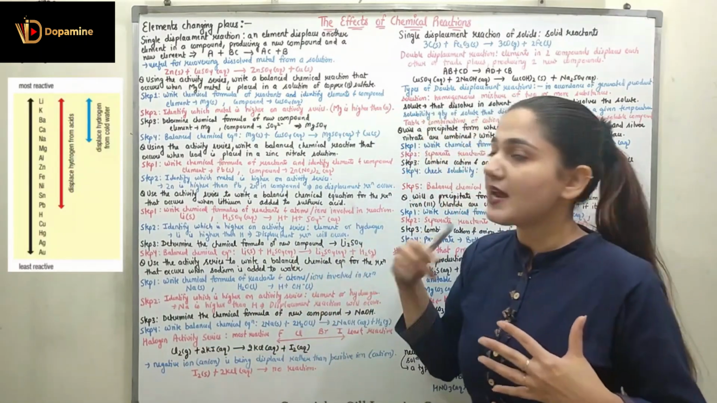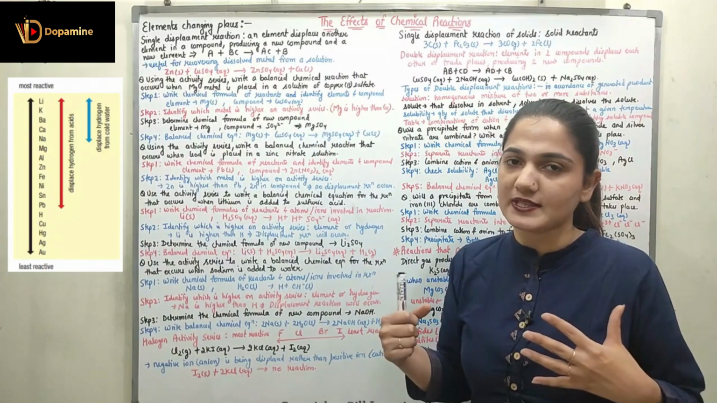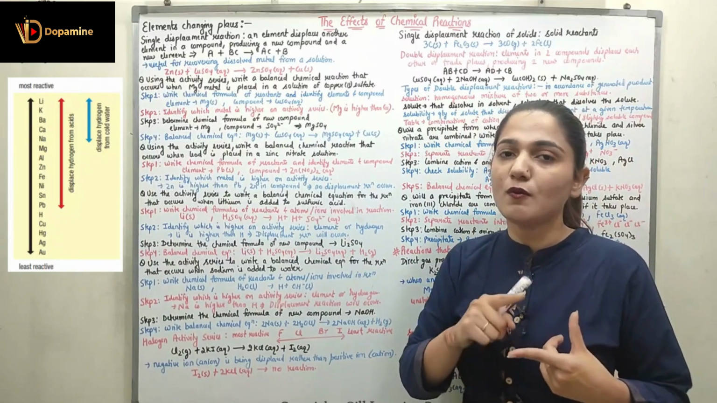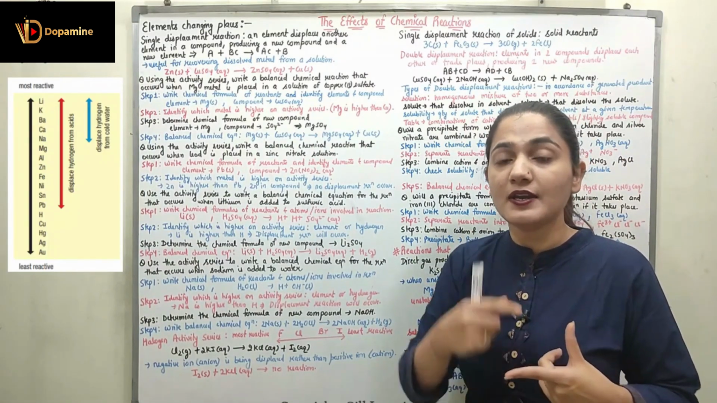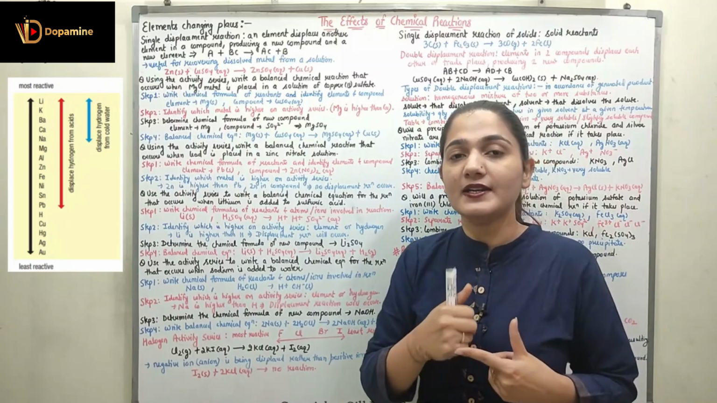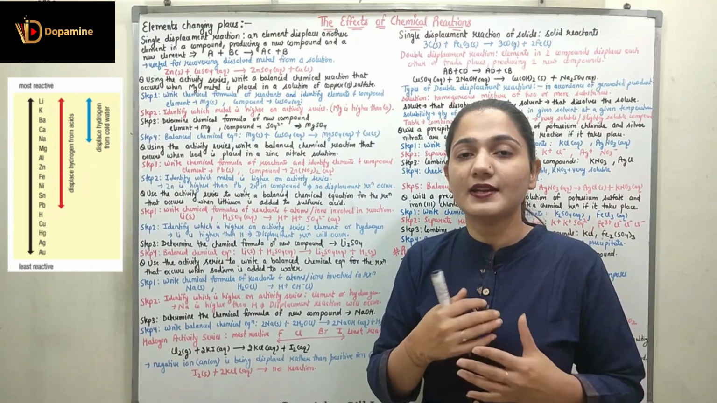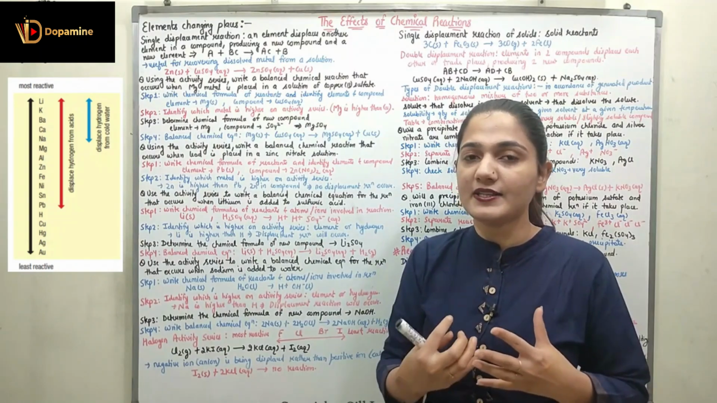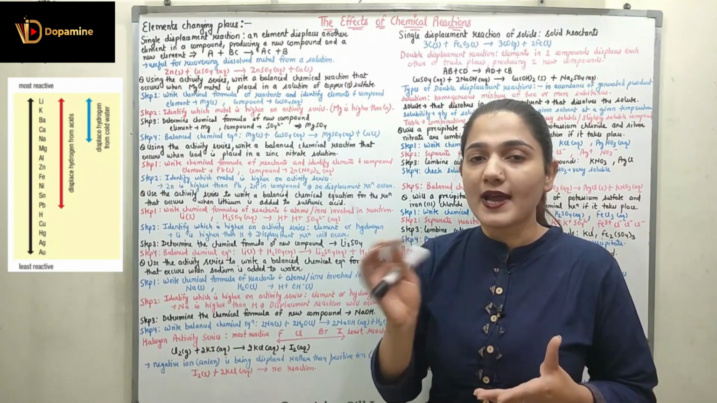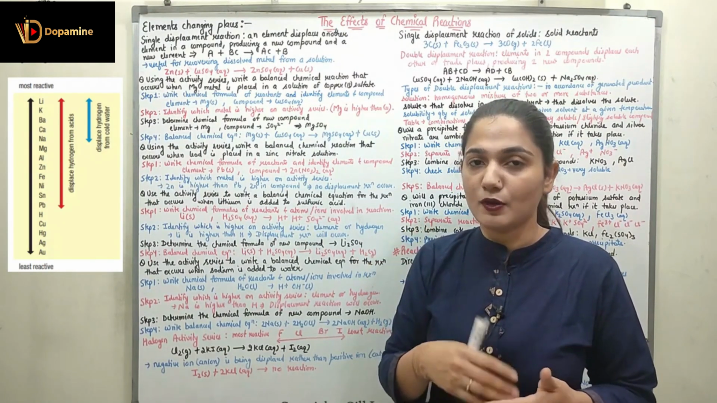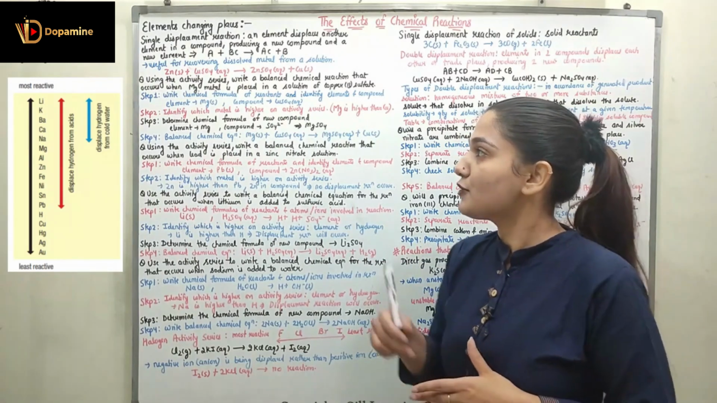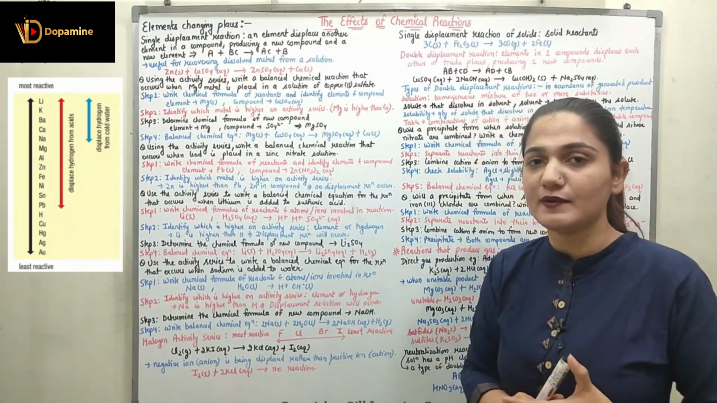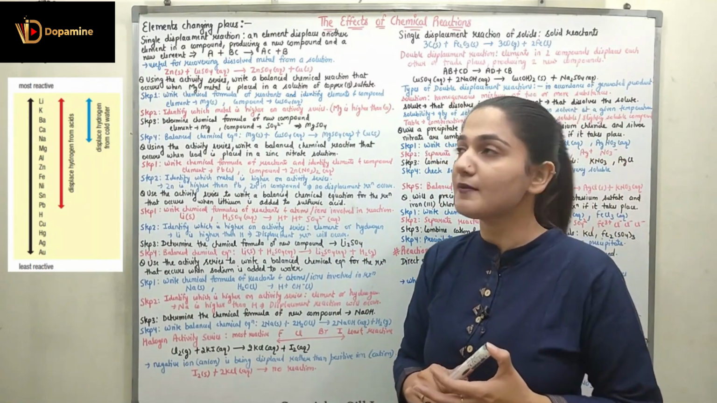That we can understand with the help of the activity series. Right, so now you must know what an activity series is, where we are placing the elements in the order of their reactivity. Here we can understand the activity series. We can place more active elements above the less active elements, right? So now with the help of this activity series we are going to understand some questions.